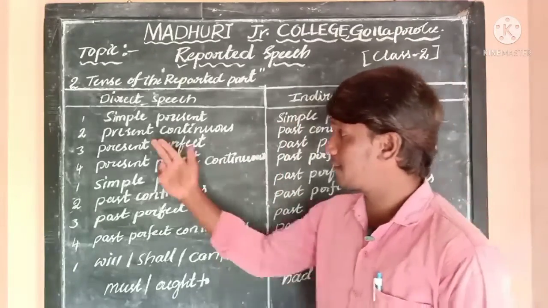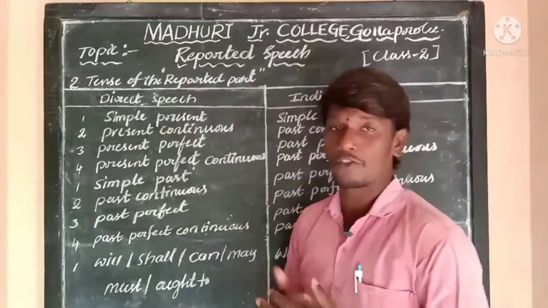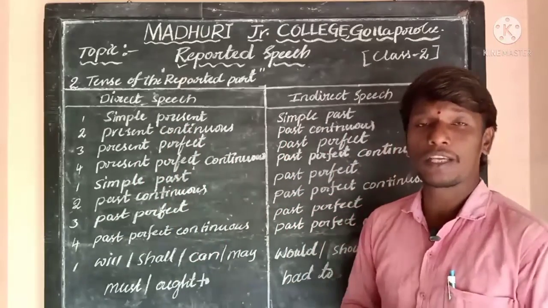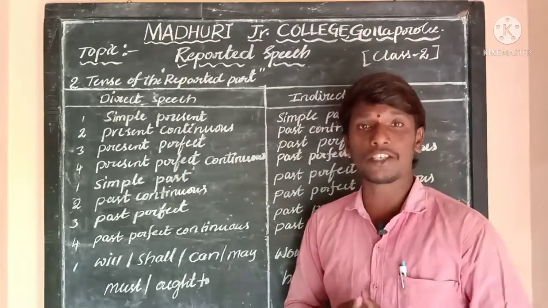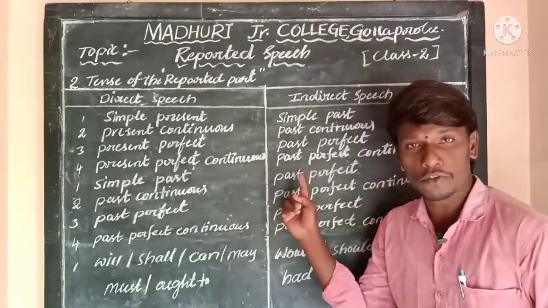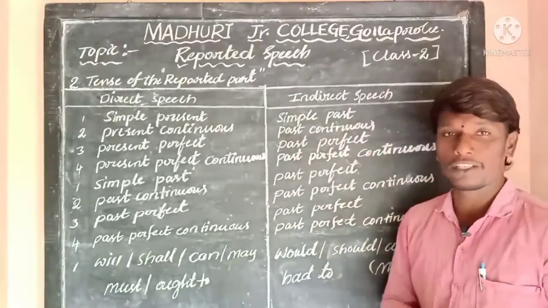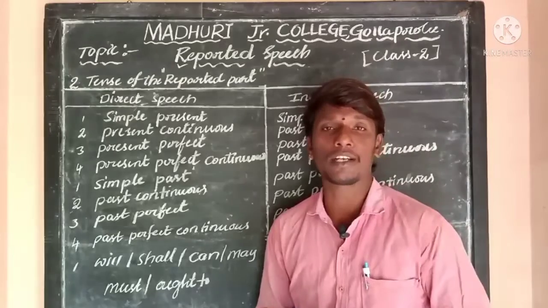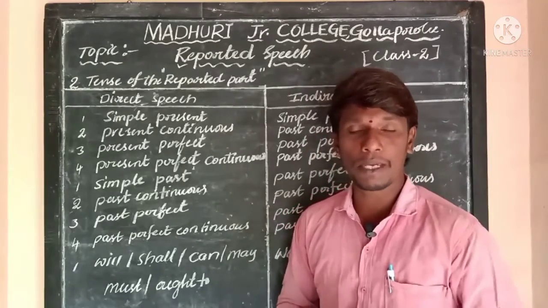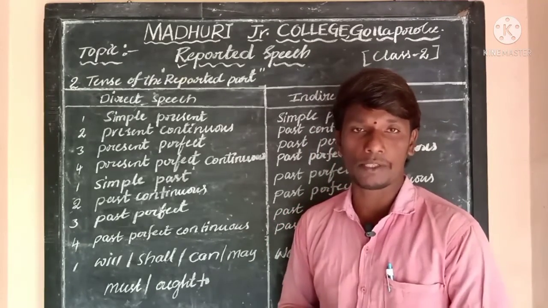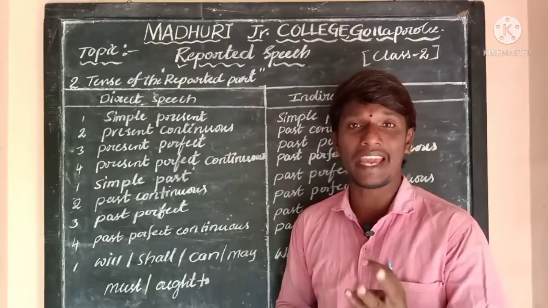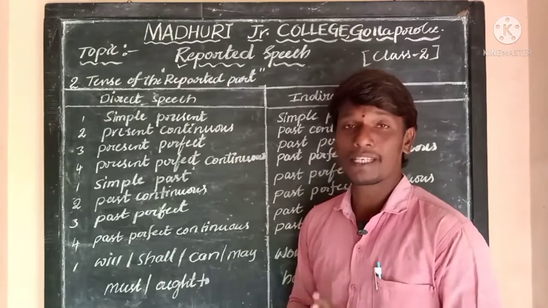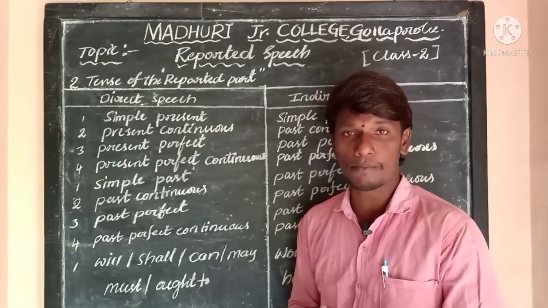Now coming to the second tense of the present tense, the present continuous tense. When you find the given reported part is in present continuous tense, there you should change it into the past continuous tense. The structure of the present continuous tense is subject plus be form plus V1 plus ing form plus object. Here the be forms are am, is, are.